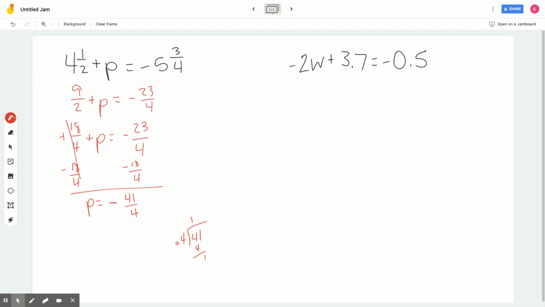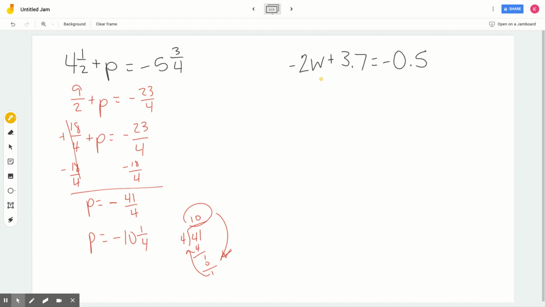4 goes into 1 0 times. And we have 1 left over. So 10 and 1/4. And we know it's going to be a negative. So p is equal to negative 10 and 1/4. Now the same thing over here on the right-hand side. Go ahead and give this one a try.